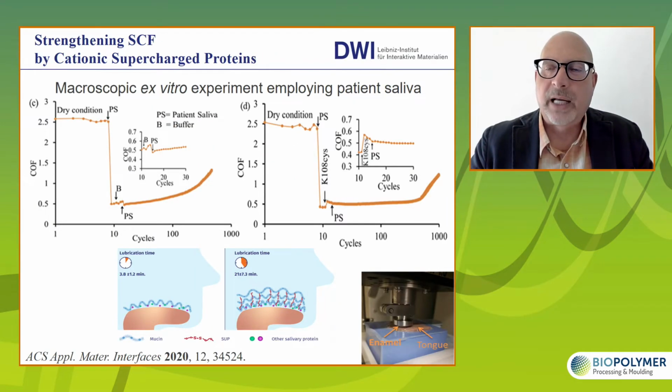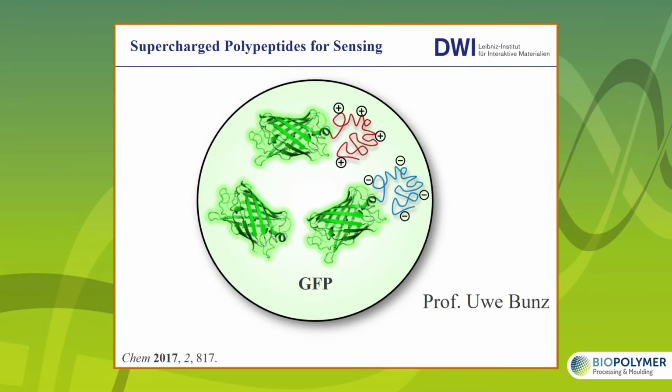However, if we stabilize our protein or mucin structure with the protein, then we obtain a very stable layer that holds for more than 20 minutes, and this leads to great relief for the patient. Let's move now from a therapeutic application to a sensing application. In this case, now we use green fluorescent proteins that are fused with supercharged polypeptides. This is a collaboration with Professor Uwe Bunz in Heidelberg.